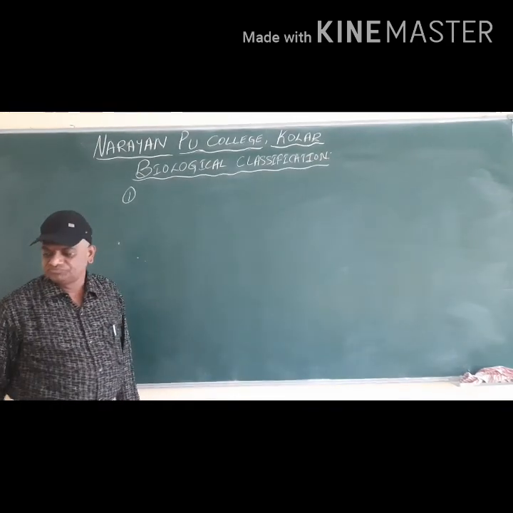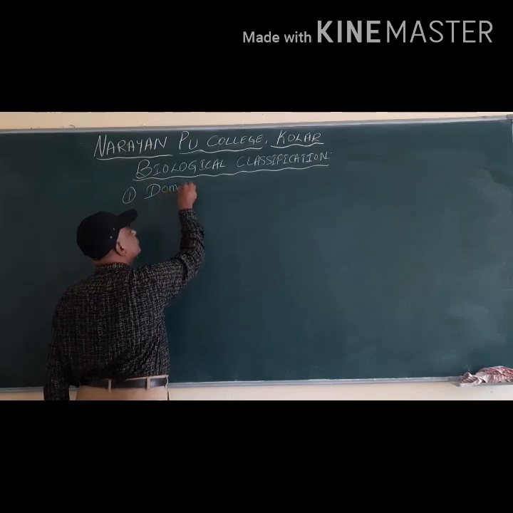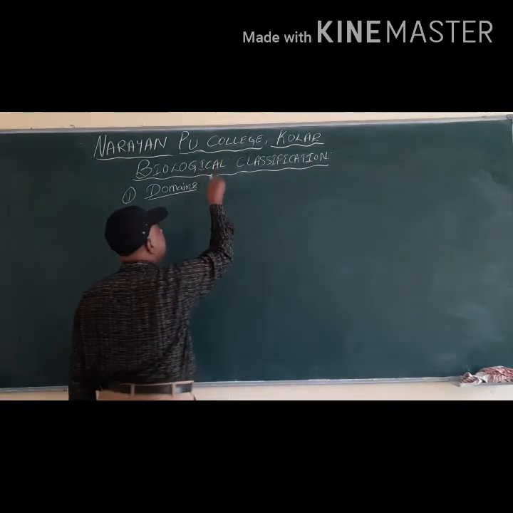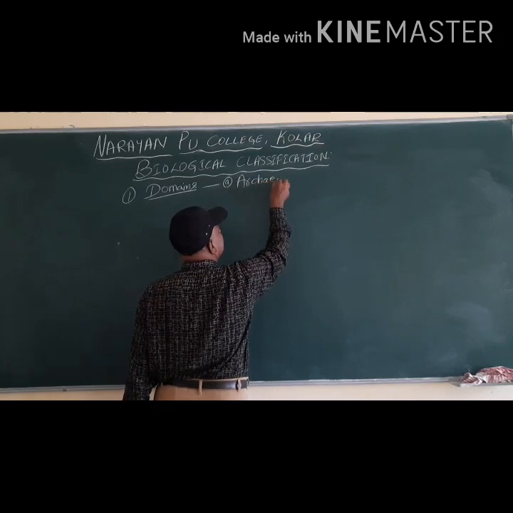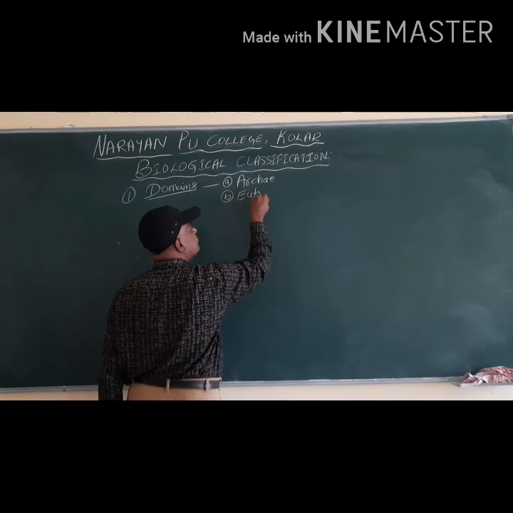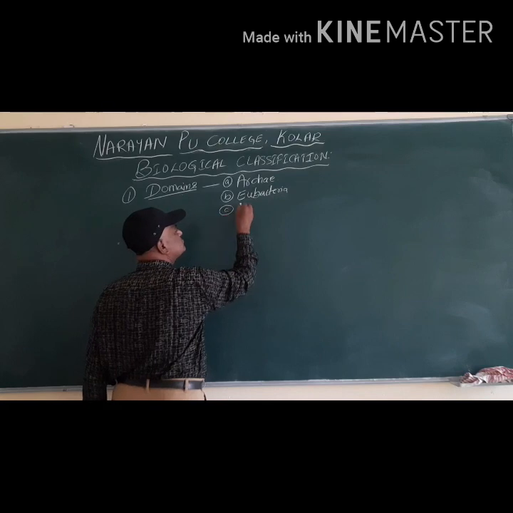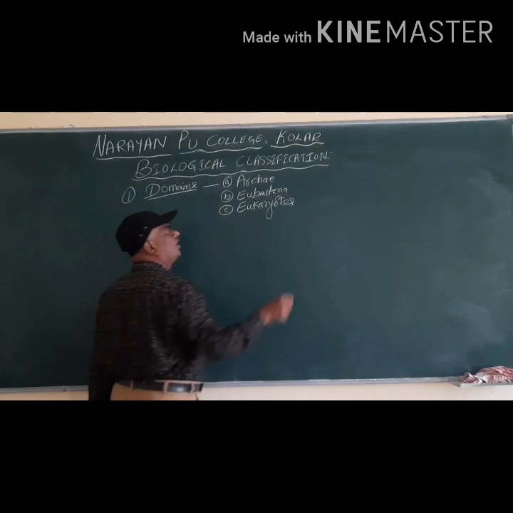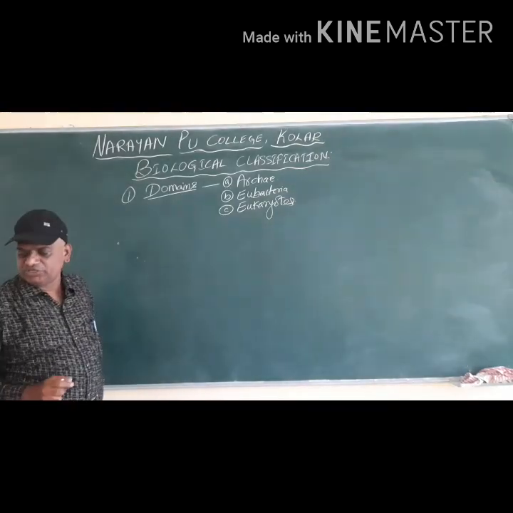The first one is: name three domains. The answer is, the three domains are: the first one is Archaea, or it is called Archaebacteria. The second one is Eubacteria, and the third one is Eukaryotes. Eukaryotes are eukaryotic organisms.